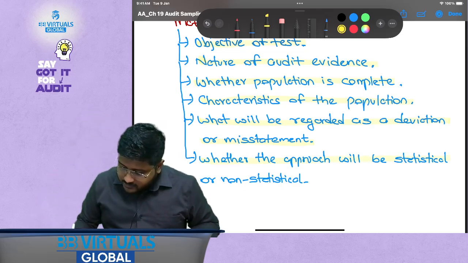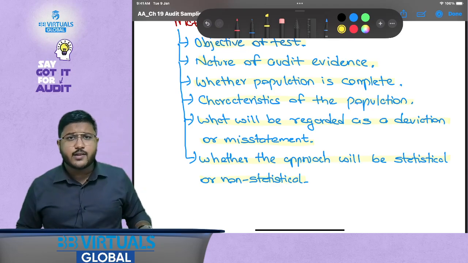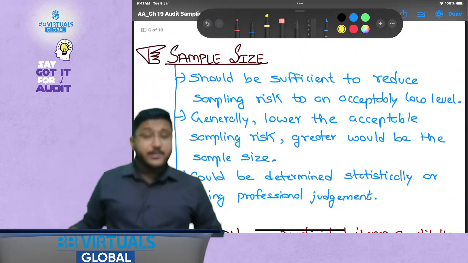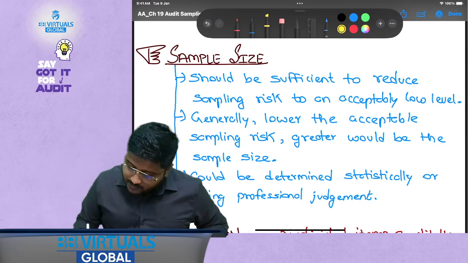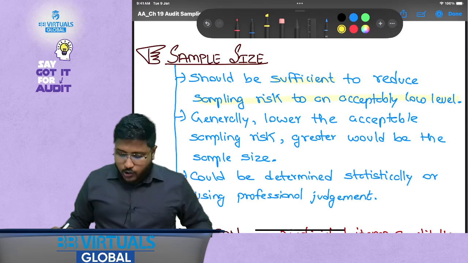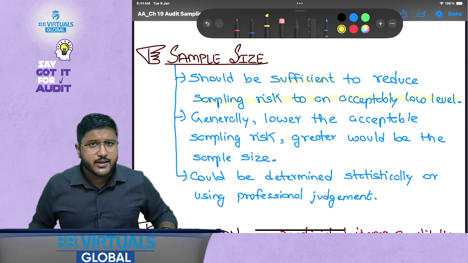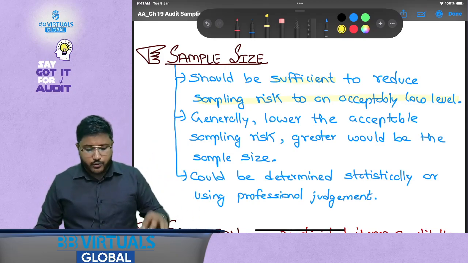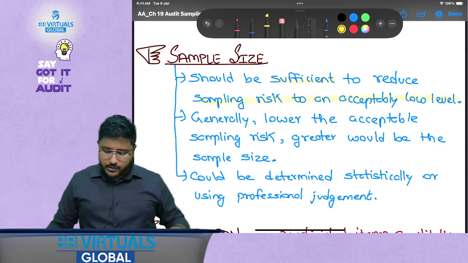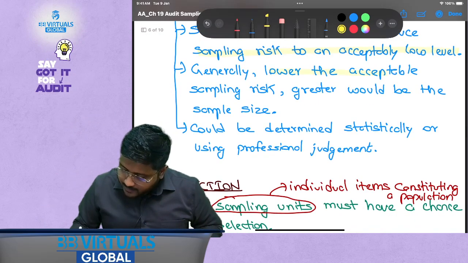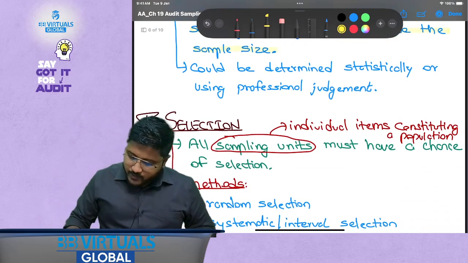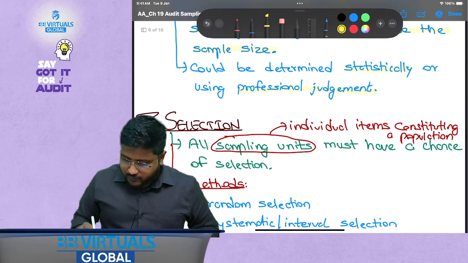So whether the approach will be statistical or non-statistical, that is, the sample selection method would be statistical or non-statistical. Then let's talk about the sample size. It should be sufficient to reduce sampling risk to an acceptably low level. What if you have selected a certain sample size, but you feel that it is not appropriate? You can revise it also. But generally, the lower the acceptable sampling risk, the higher would be the size of samples. Okay, it could be determined statistically or using professional judgment also.